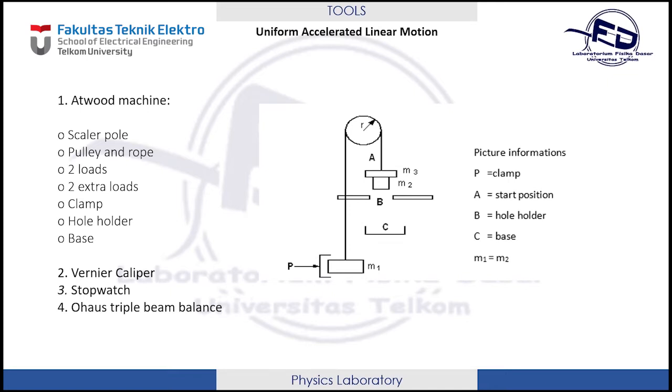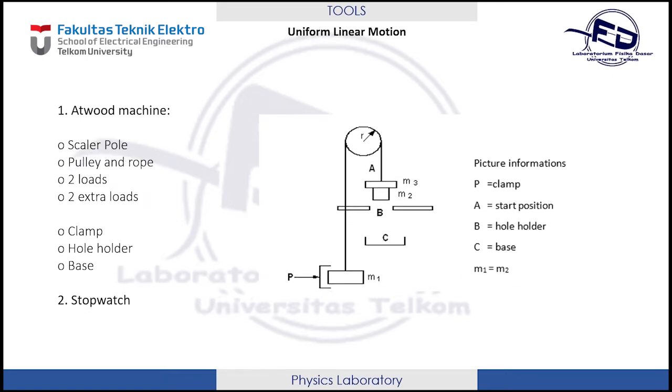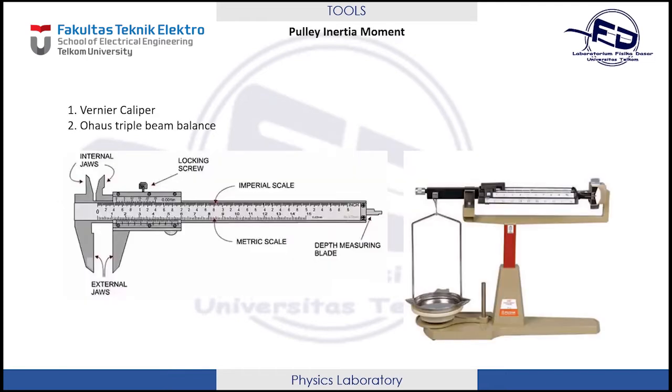of the load movement. The tools used for uniform linear motion are not much different from uniform accelerated linear motion. We need a full set of Atwood machine and a stopwatch. For pulley inertia moment, we only need a Vernier caliper to measure the pulley radius and a triple beam balance to measure the pulley mass.